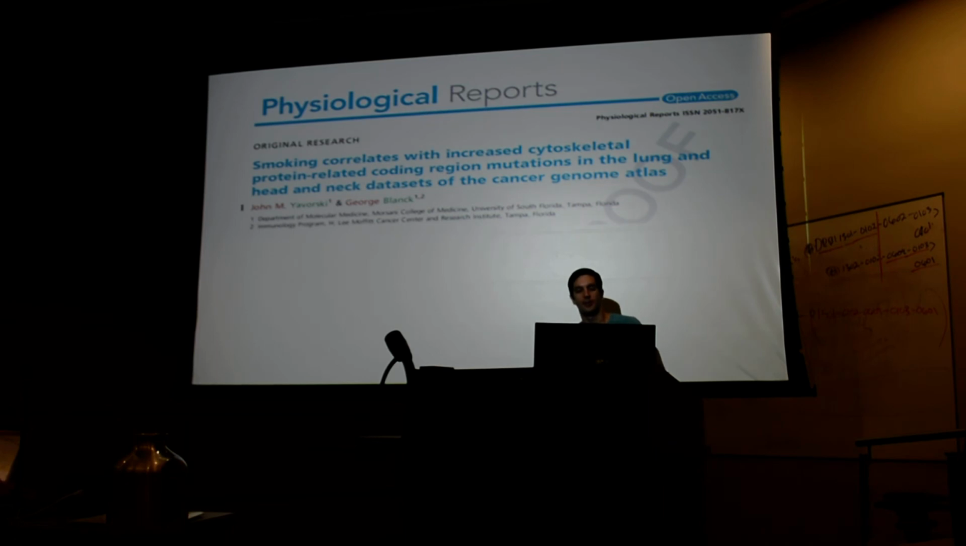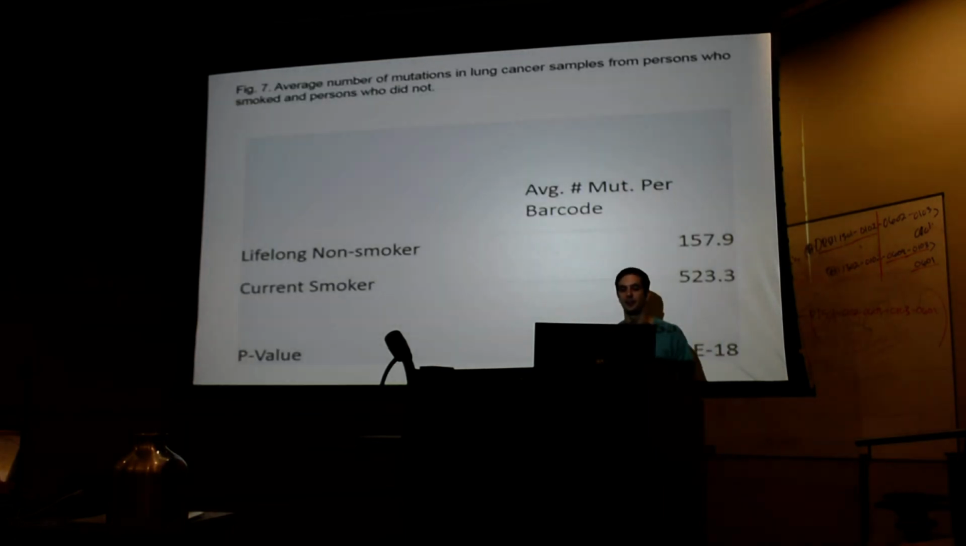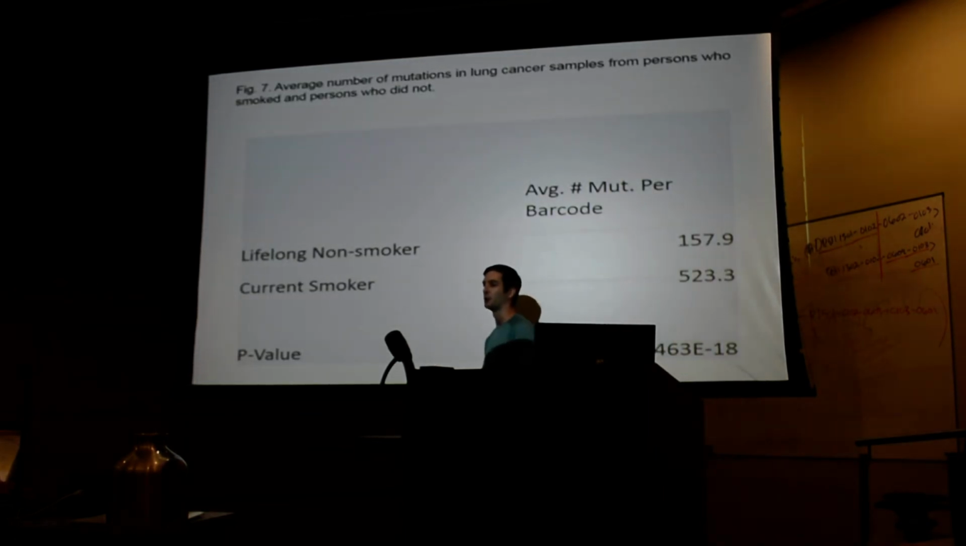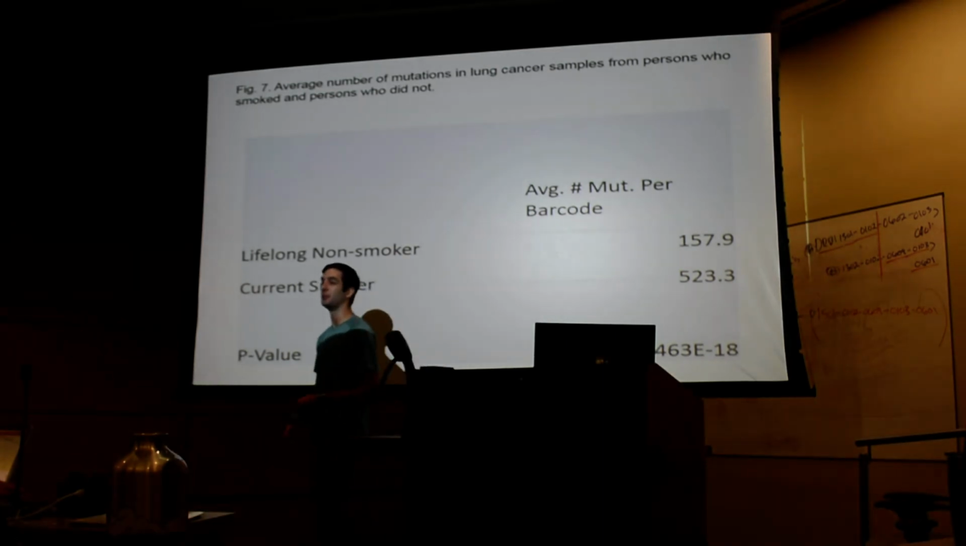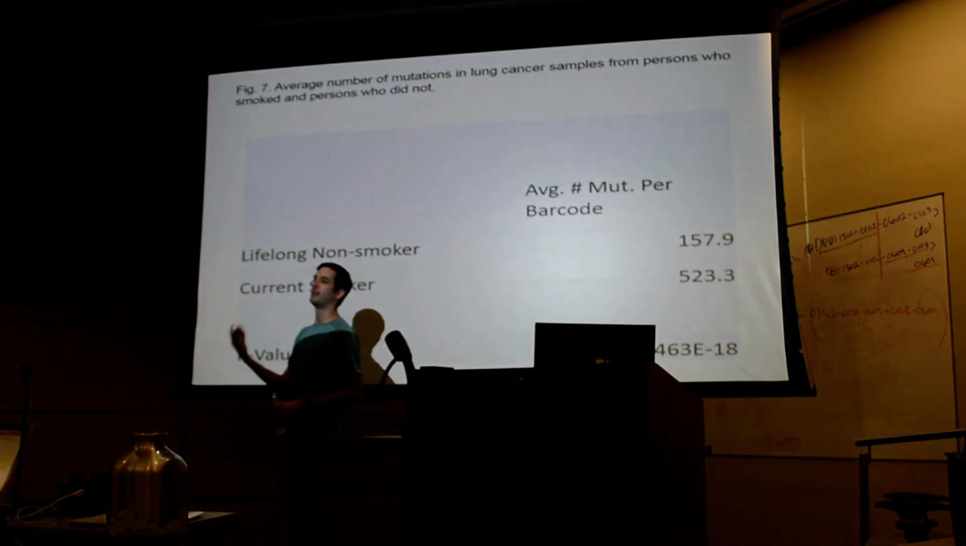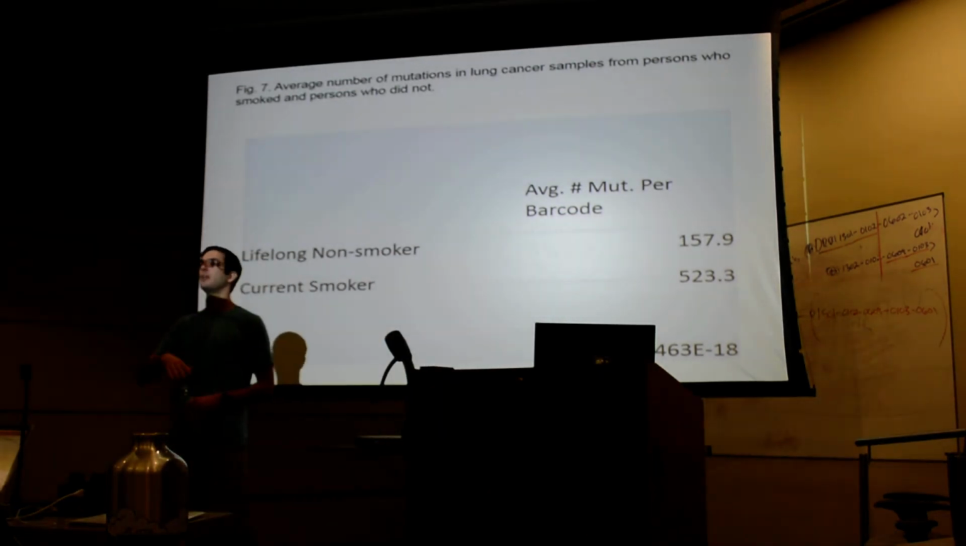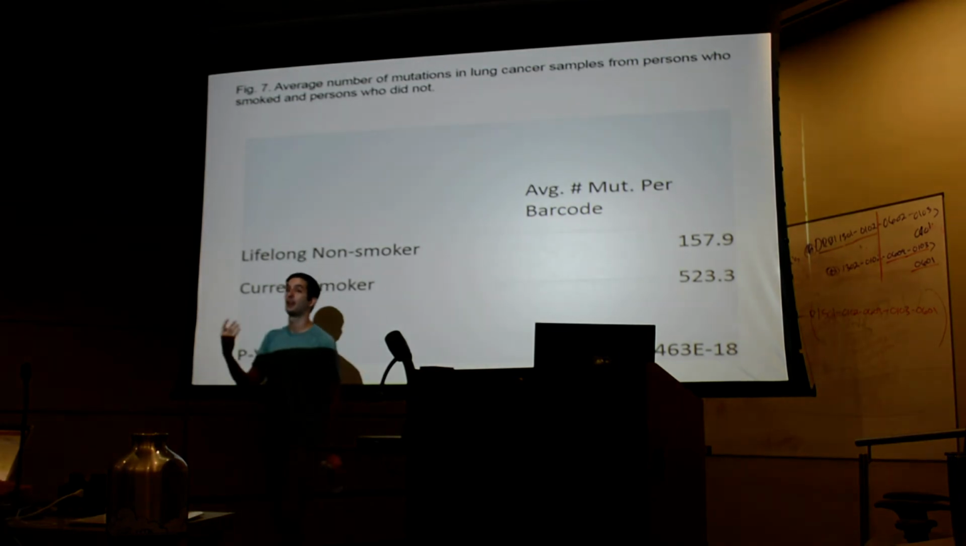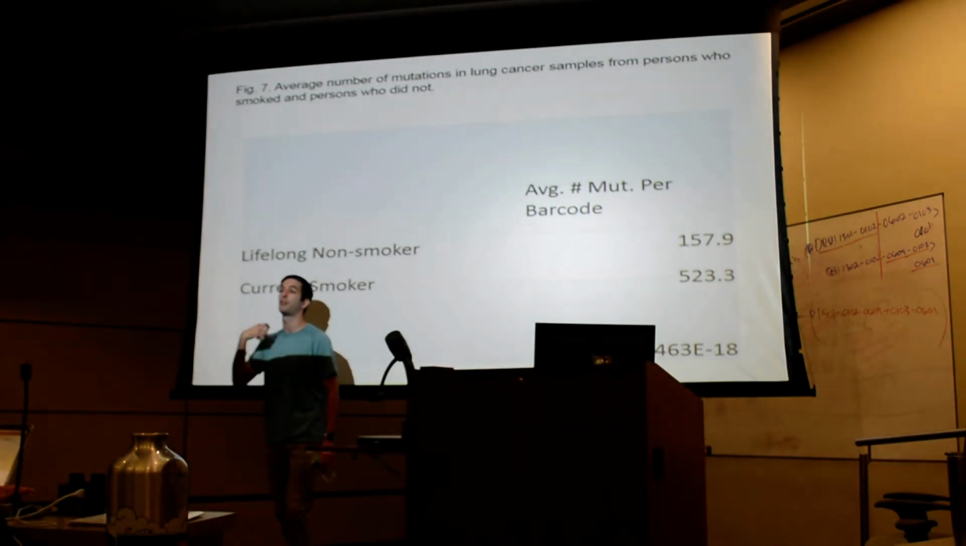Last one here, another one by Blank. This one's pretty obvious. Basically, if you're a smoker, you have more mutations in your lungs. Hopefully that makes sense. And obviously, if you stop smoking, mutation rates go down. That also makes sense because if you stop smoking, you may still have lung cancer, but a lot of those cells will go through apoptosis on their own.